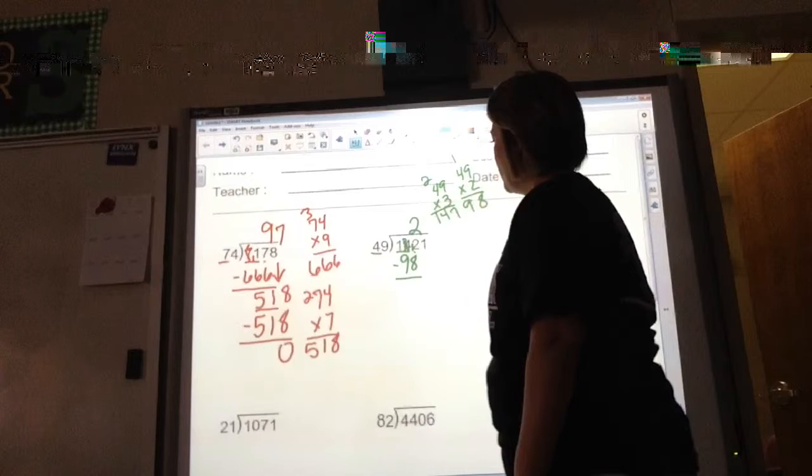So I'm going to put a 4 on the roof, which means I just divided. Now I'm ready to multiply. 4 times 53, 212. After I multiply, I subtract.